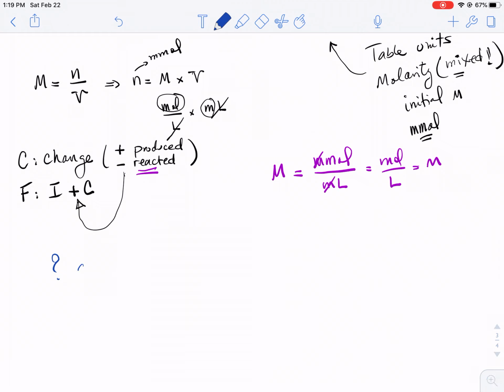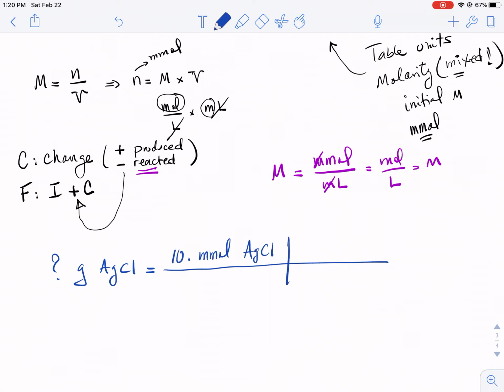So to find the grams of silver chloride, let's go ahead and do this part. You have 10 millimoles of silver chloride. We need the molar mass of silver chloride. Silver has 107.87 and the chloride is 35.45. That gives me 143.32 grams per mole.